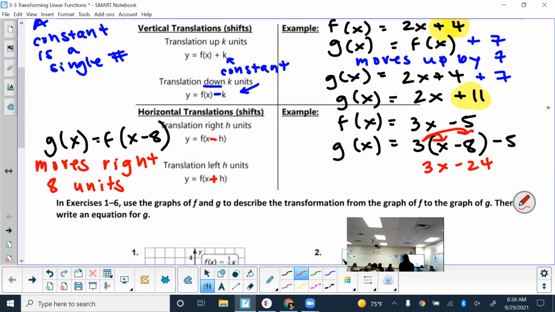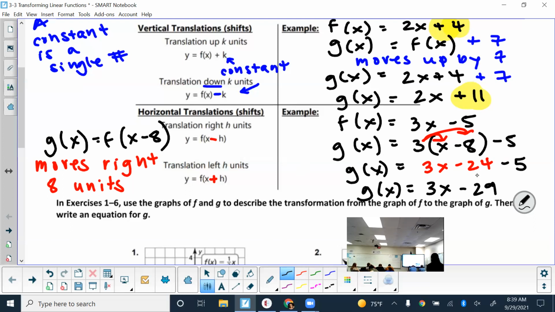3x minus 24. So I have g of x equals 3x minus 24. Bring down the minus 5. That didn't just go away. All right, does it look like slope-intercept form yet? I just need to combine like terms, right? Does the 3x have a like term? What's negative 24 minus 5? Good. So that would be my equation. Any questions?